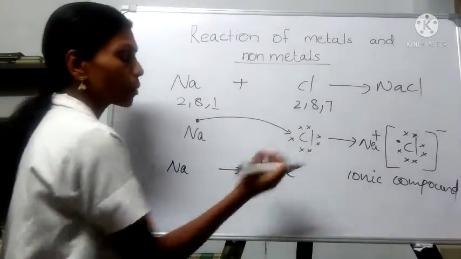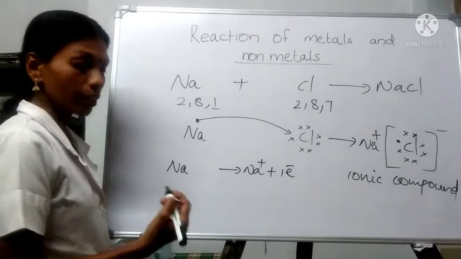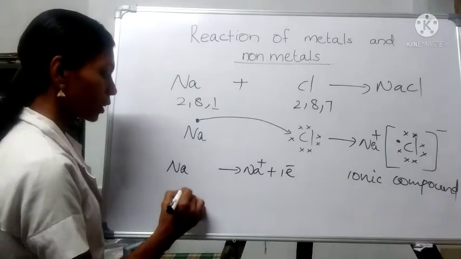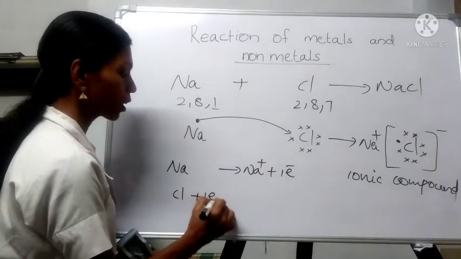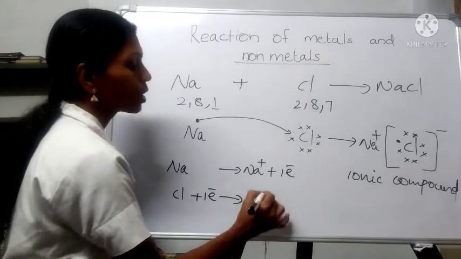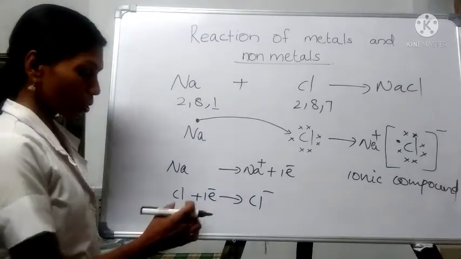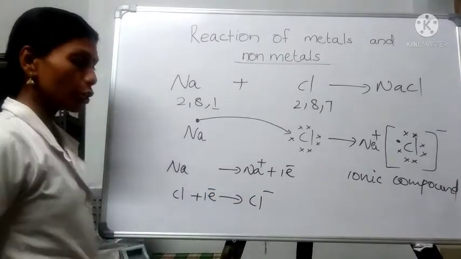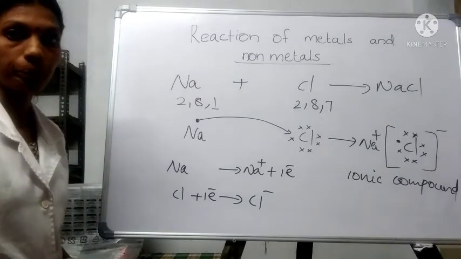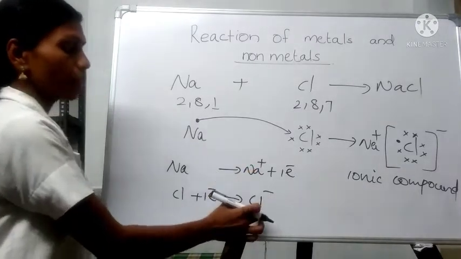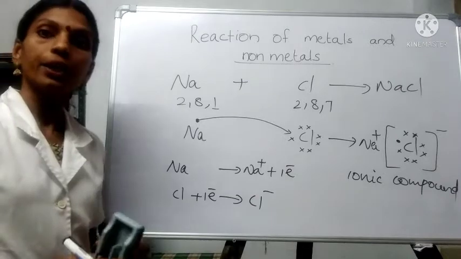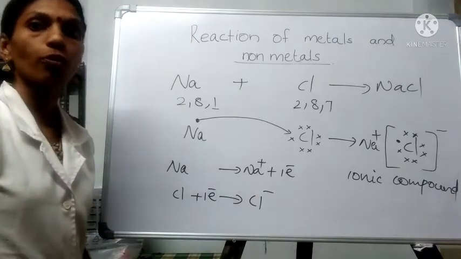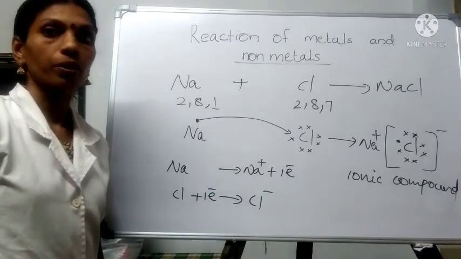Like that, what will happen to chlorine? Chlorine is gaining one electron. So how can we show that? Chlorine is gaining one electron and changing into Cl minus. So these positively and negatively charged ions are attracting each other, resulting in the formation of the compound sodium chloride. Clear?